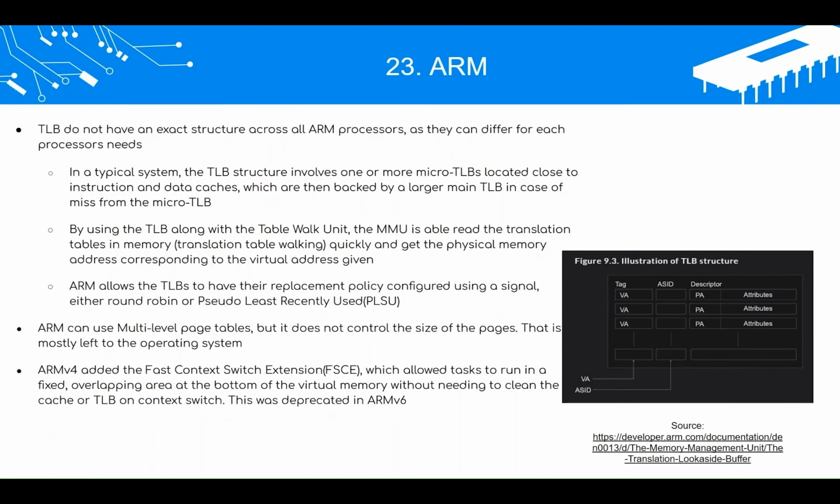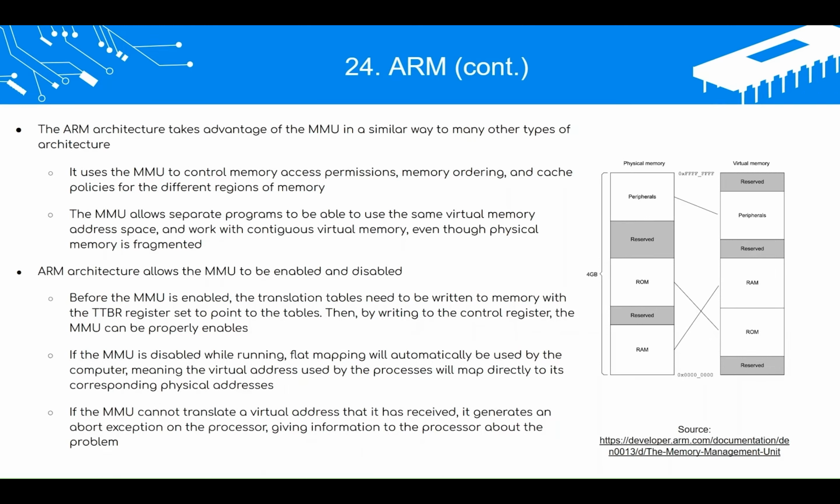ARM is also capable of working with multi-level page tables, but the size of the pages is not determined by the processor. Instead, that task is left to the operating system. In terms of ARM's approach to memory management, it's very standard when compared to other types of CPU and memory architecture. The MMU in ARM systems allows separate programs to be able to use the same virtual address space. And, unlike several other architectures actually, ARM architecture allows the MMU to be enabled and disabled.